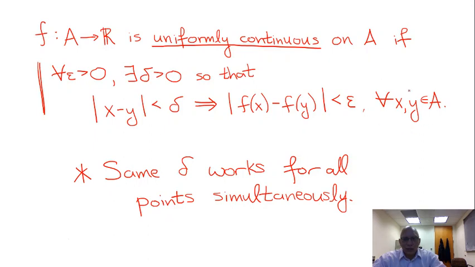And remember, our important point here is that the same delta works for all points in the domain simultaneously, right? So this quantifier for all is coming after the delta has been picked. Okay, so this is our big point about uniform continuity, that the same delta works simultaneously for all points.